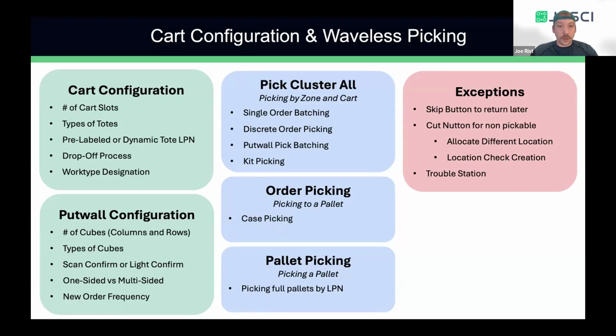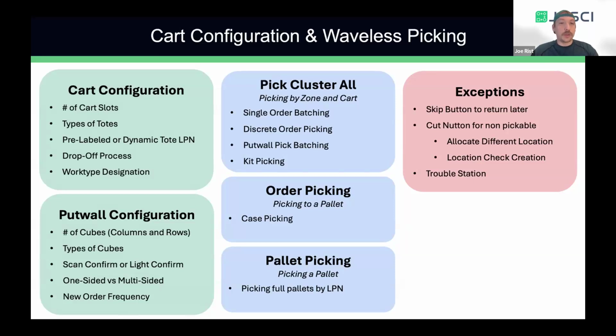I also have in the blue boxes underneath it some other picking types that we have, which is more for B2B and truckload type orders, where we have order picking. That's what we consider to be your case picks to pallet. So you would declare a license plate number, and then you're picking multiple products in multiple locations to that pallet to build up a full-size pallet.